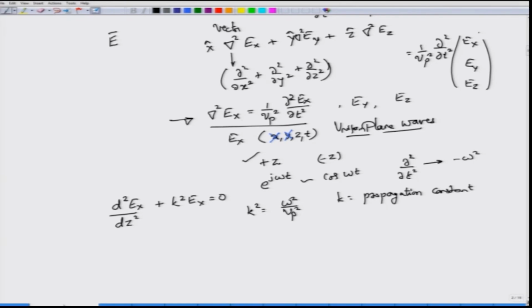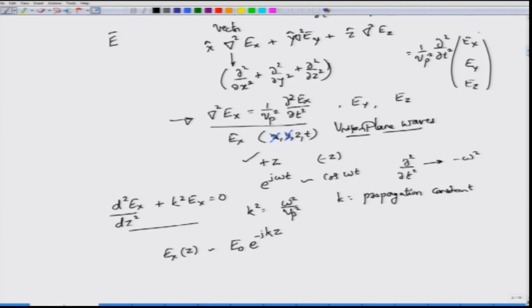I have pulled this term into the left hand side and called this k square. This is a simple second order differential equation. Remember, we want a wave which is propagating. Therefore, the solution for this Ex as a function of z turns out to be some constant E0 e to the power minus jkz.